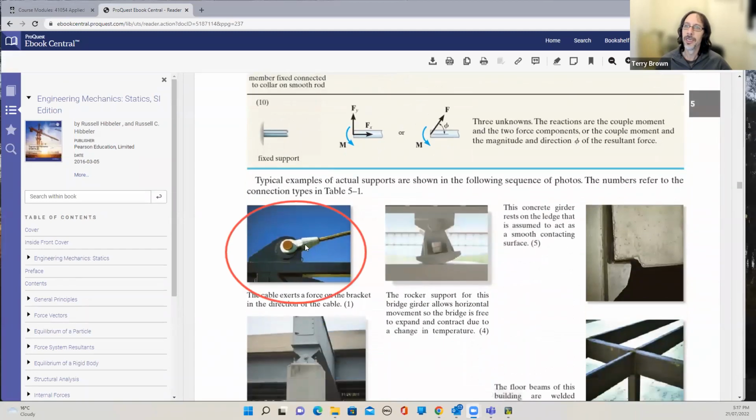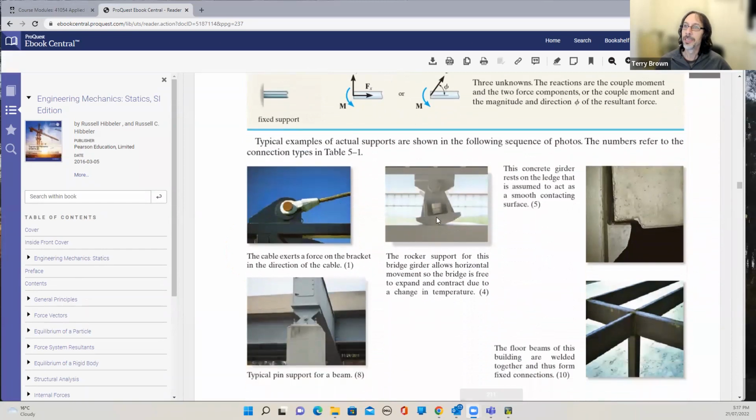So here you can see we've got a cable to a pin support. Here we've got a rocker instead of a roller, so free to move in the horizontal direction, but not in the vertical direction. So this would be modeled something like a roller. Here, this would be a pin support. So just keep your eye out for the different structures and machines and mechanisms and try to identify these.